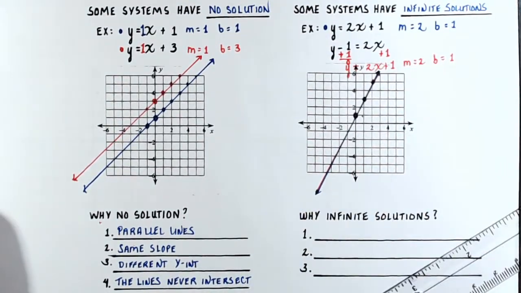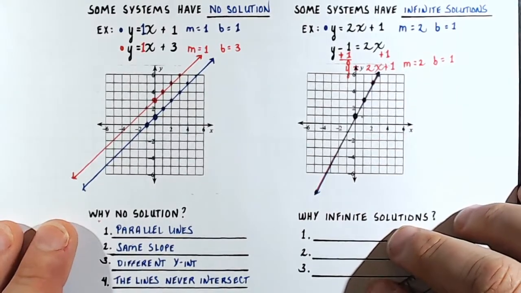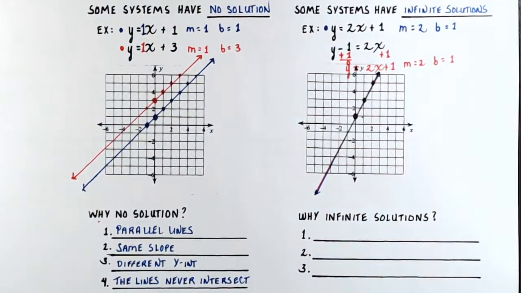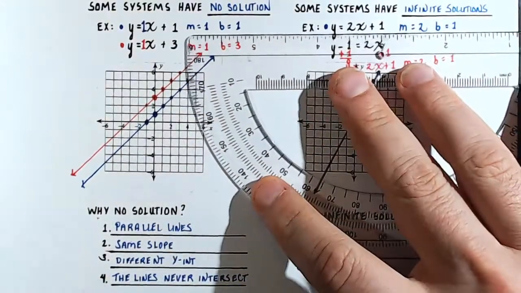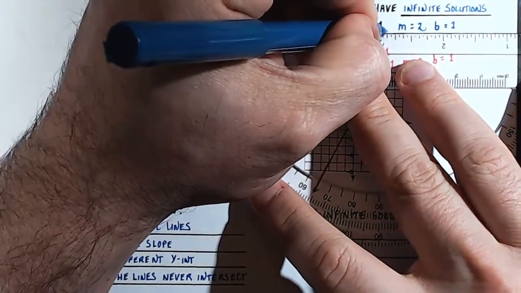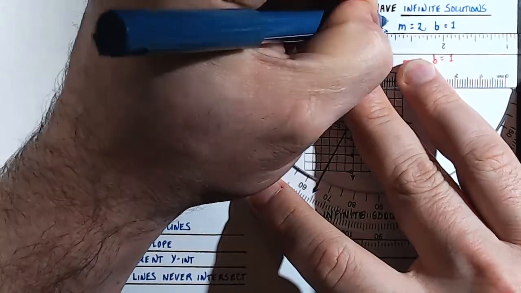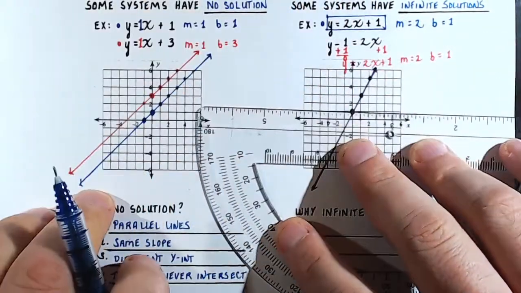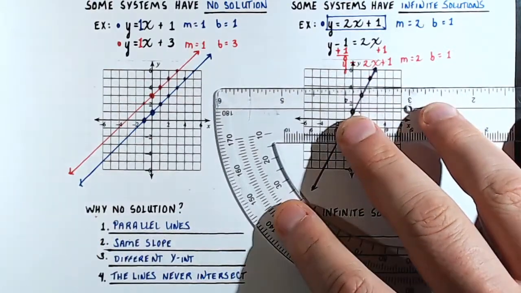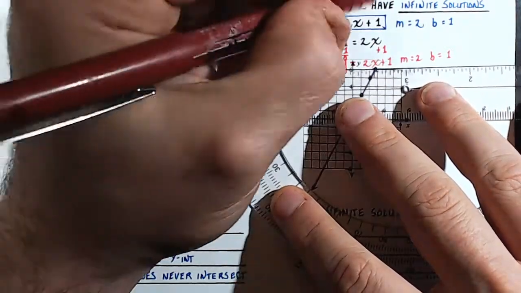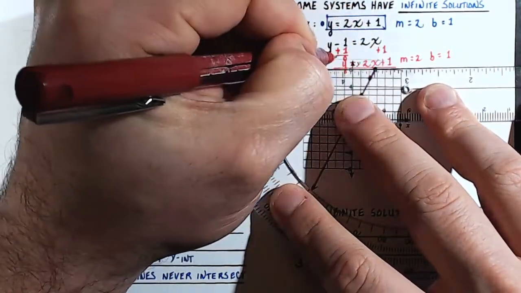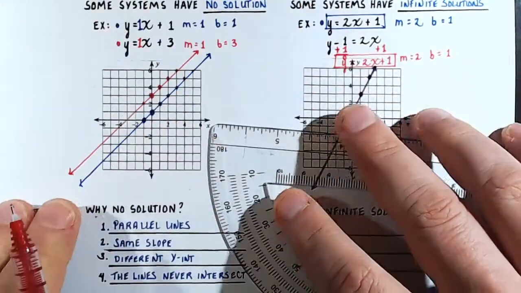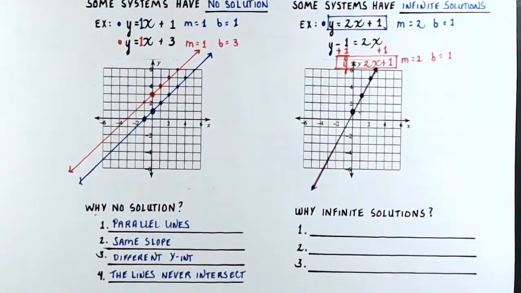What's going on here, right? That's kind of the question. Well, look at the equations. Look at this equation: y equals 2x plus 1. Look at the red equation: y equals 2x plus 1. Right? They're the same line.